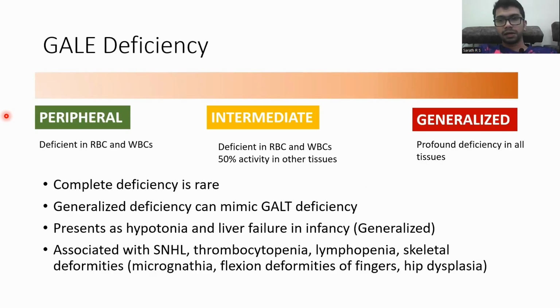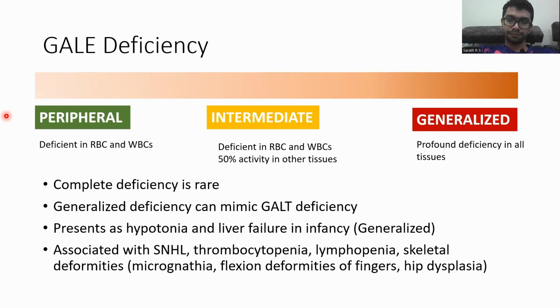So I have completely covered GALT deficiency. Coming to epimerase deficiency. What happens in epimerase deficiency is that there are 3 forms. One is the peripheral form, one is the intermediate form, one is the generalized form. Peripheral form constitutes those cases in which there is deficiency of enzyme only in RBCs or WBCs. Liver will be having normal enzyme levels, kidneys will be having normal enzyme levels, so there won't be any systemic manifestations. These children usually remain asymptomatic and they will be having a normal lifespan.